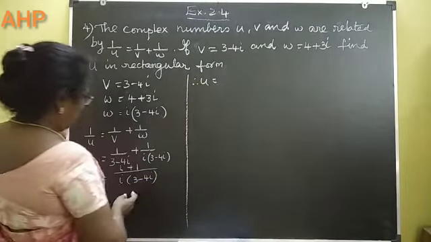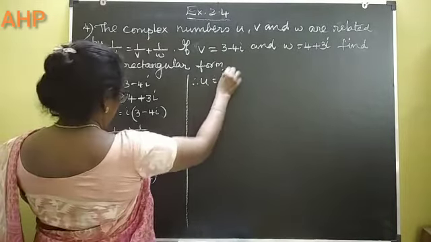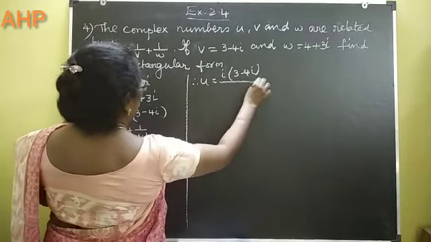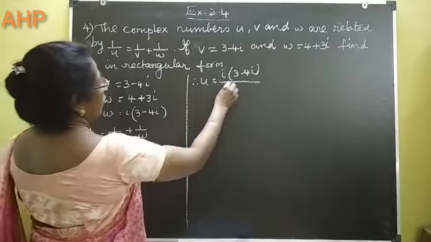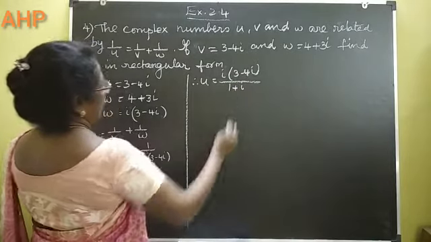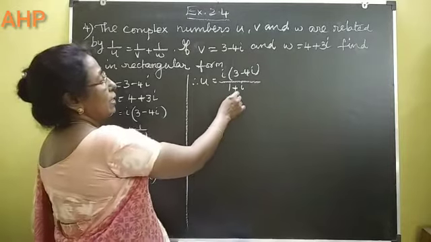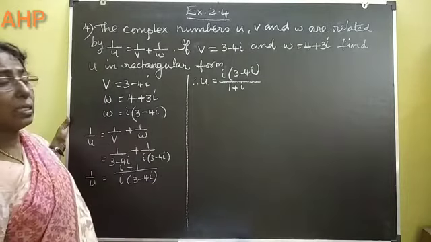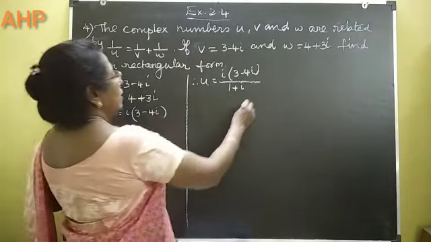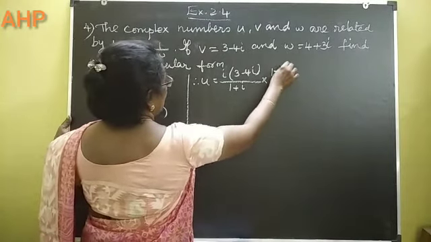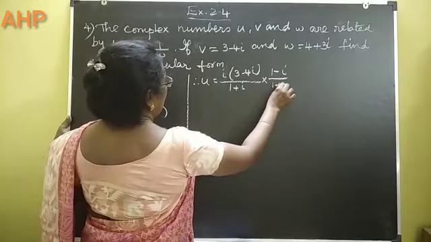u is equal to, you invert it, you get i into 3 minus 4i divided by i plus 1, or we can write this as 1 plus i. Now we are supposed to rationalize the denominator. To rationalize the denominator, let us multiply this by its conjugate, 1 minus i by 1 minus i.